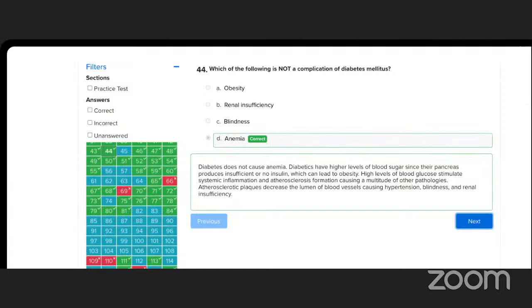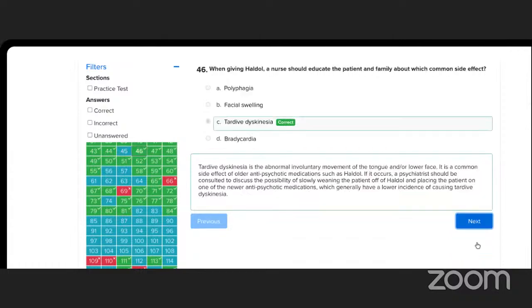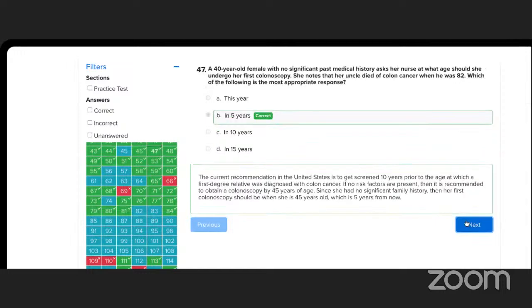Okay, we're gonna move to question 46. Question 46. When giving Haldol, a nurse should know that the common side effect of Haldol is tardive dyskinesia, which is the abnormal involuntary movement of the tongue and lower face. Okay, so this is something good to know. And when we do the more comprehensive studying, we're gonna go through some of the common drugs.